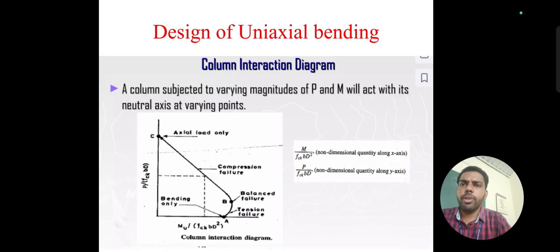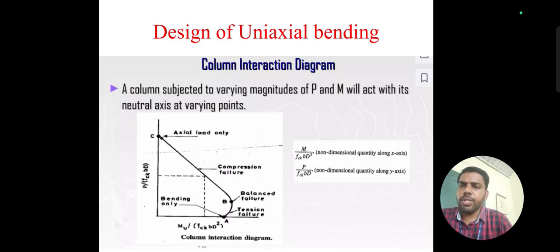And coming to uniaxial bending, uniaxial means the load acts with some eccentricity. That type we have to use in this situation. A column is subjected to varying magnitudes of P, and the moment will act with the neutral axis at varying points. After getting those values, I have to find out the moment and the load by using the SP16 charts. We have to use the Pu by fck value.